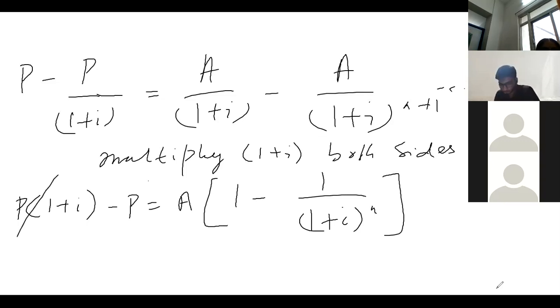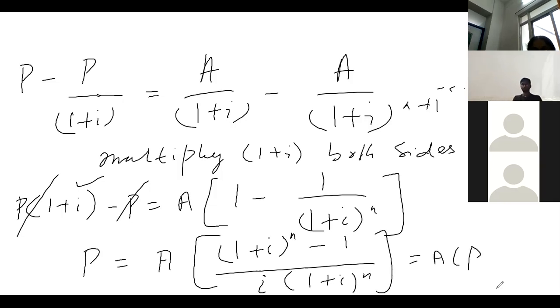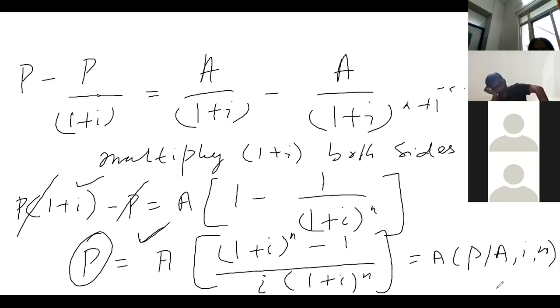So you have i on the left side, you bring it to the other side and multiply. So your formula becomes (1 plus i) to the power n minus 1, divided by i into (1 plus i) to the power n. Your format is A into this, the P given A, i, n factor. It will give you the P value of a series of annuity you are depositing or receiving each year.